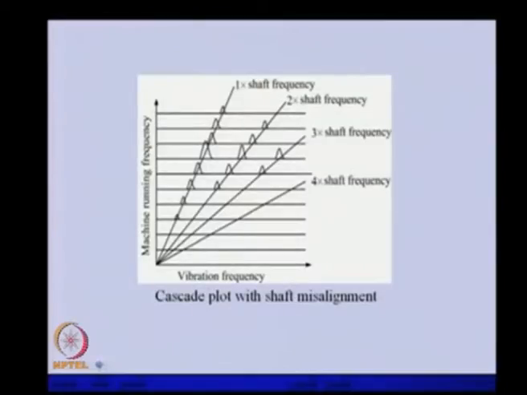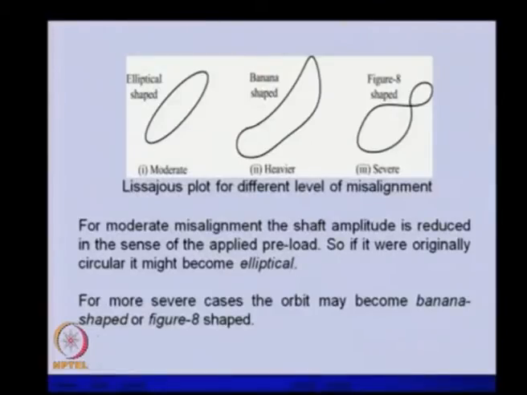So, this is a typical cascade plot with shaft misalignment. This is the vibration frequency, this is the shaft running frequency. So, you can see this is the 1x. So, amplitudes are present in this. Even in 2x, some of the peaks are present as we are increasing the speed. 3x few are there. So, this kind of behavior we can get when the misalignment is present in the system. So, this is the Lissajous plot for different levels of misalignment.